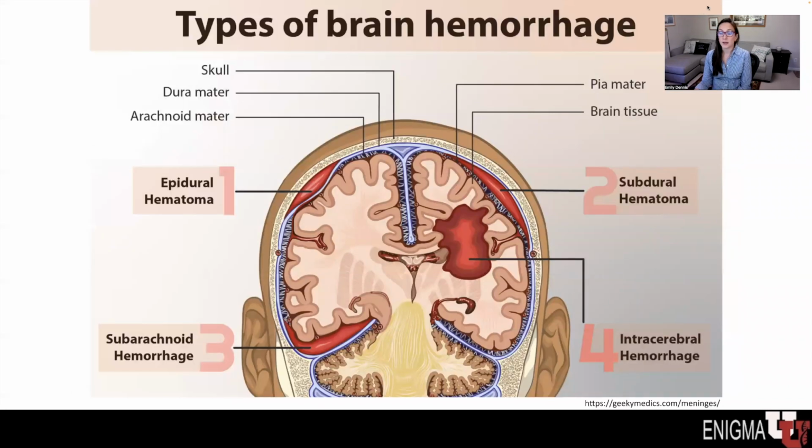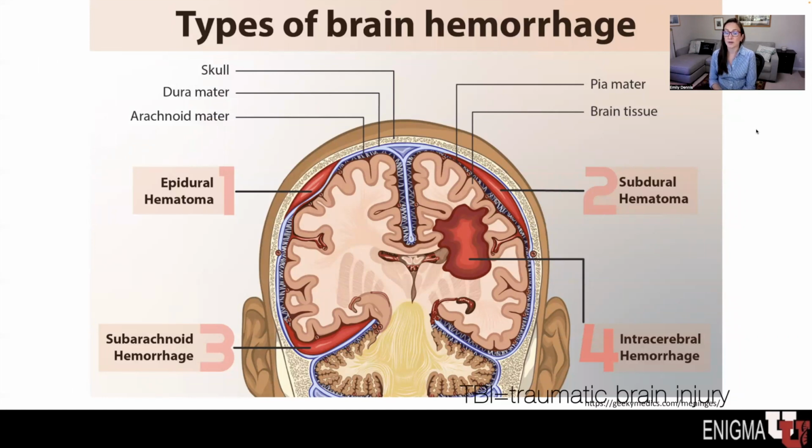Some types of brain hemorrhage. I'm a TBI researcher, so this is one of the things we talk about, but it's also useful terminology for understanding the different layers of the meninges. In this image here, you can see the skull, the dura, the arachnoid, and the pia layer, and a few different types of hemorrhage or bleeds that we can talk about after a traumatic brain injury.